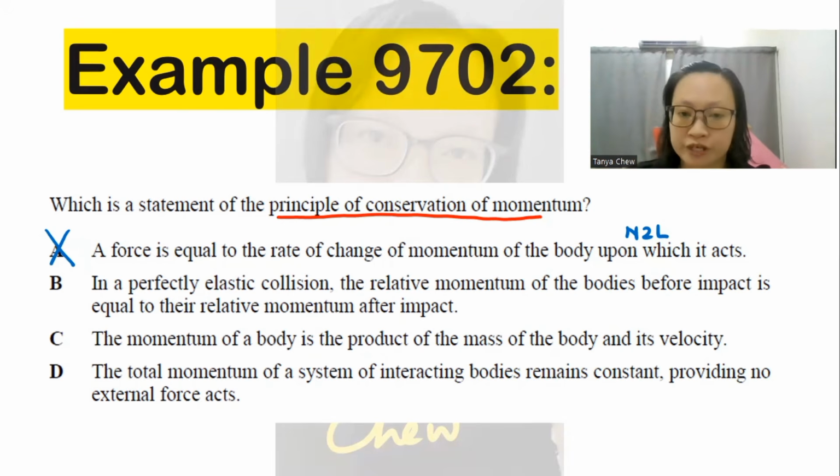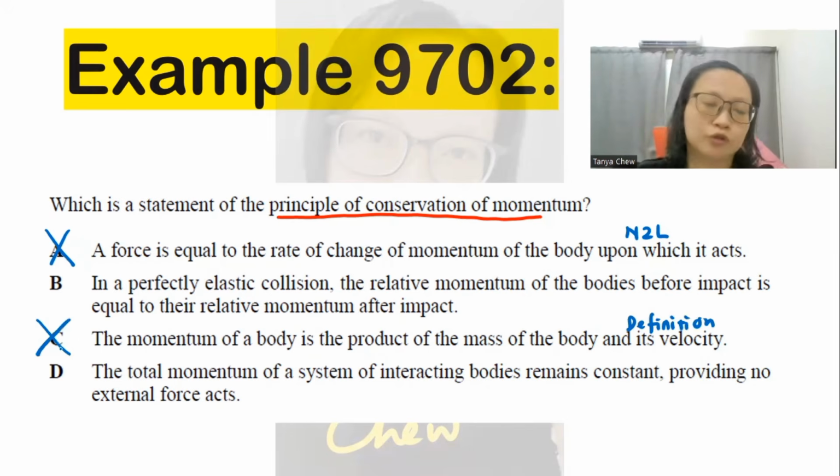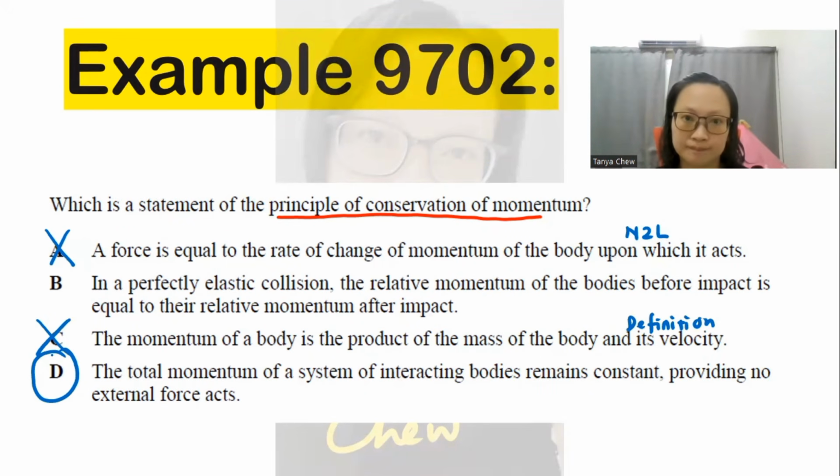Momentum of a body is the product of mass of the body and its velocity. I am very sure that this is the definition of momentum. So I'm going to put a big cross on C. So let us look at D. The total momentum of a system of interacting bodies remains constant, providing no external force acts. This seems to be exactly what is stated in the principle of conservation of momentum, and not being biased to elastic collision or inelastic collision only. So I definitely choose D as my final answer.